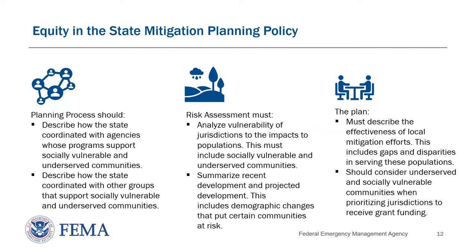And the risk assessment must analyze vulnerability to hazards in terms of jurisdictions and populations most vulnerable to damage and loss. It must also summarize the changes in development and demographics. Both must consider socially vulnerable and underserved communities. The plan must describe the effectiveness of local mitigation programs and capabilities. That is pretty much in the mitigation strategy part. And then the plan must also describe how the state considers communities with the highest risk when they're prioritizing jurisdictions for grant funding. Thank you.